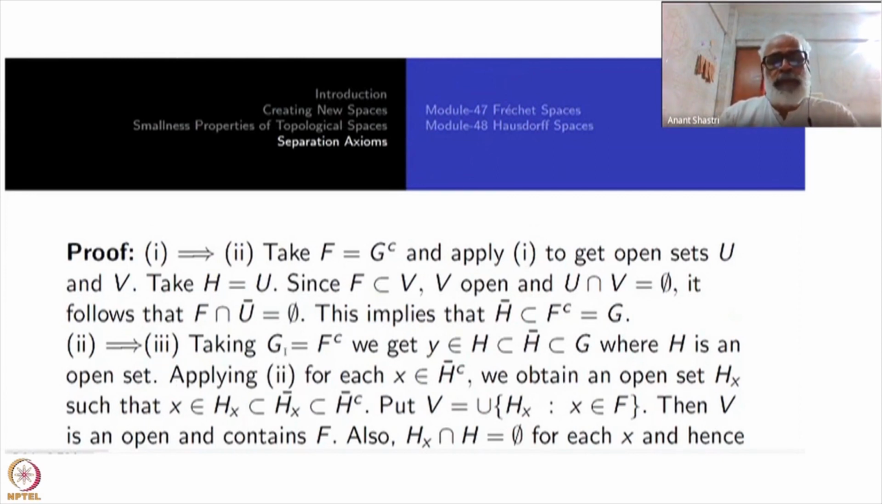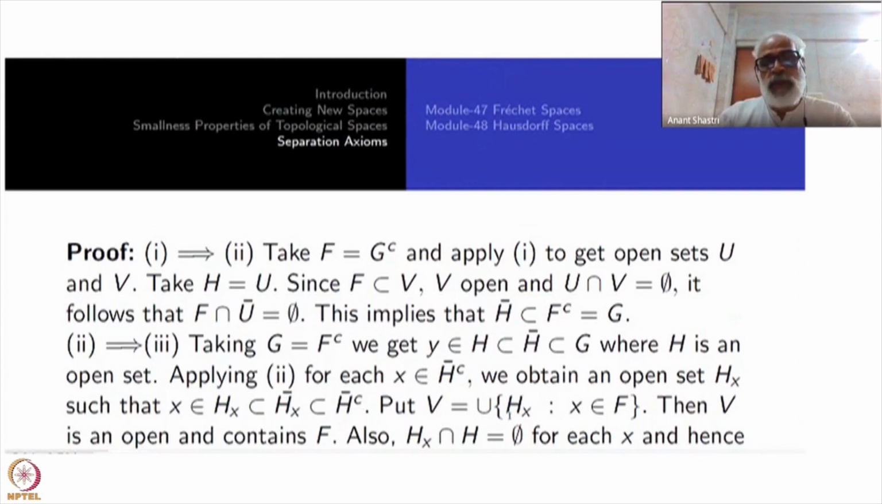Two implies three. Take G equal to F complement. We get Y inside H, contained in H bar, contained inside G. This is the property 2, where H is an open set. Okay. Now applying 2 for X belonging to H bar complement. H bar is closed. H bar complement is open, right? And X is inside that. So what do we get? We obtain an open set, say Hx, such that X belongs to Hx, contained in Hx bar, contained in H bar complement. Okay, these Hx are different from H.